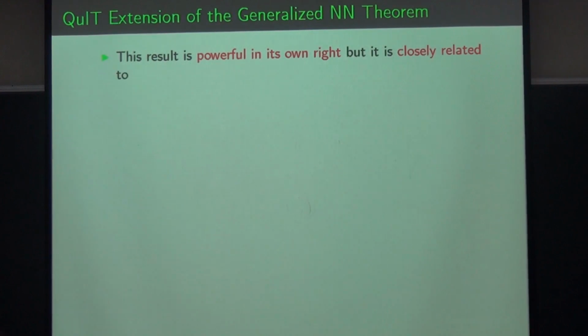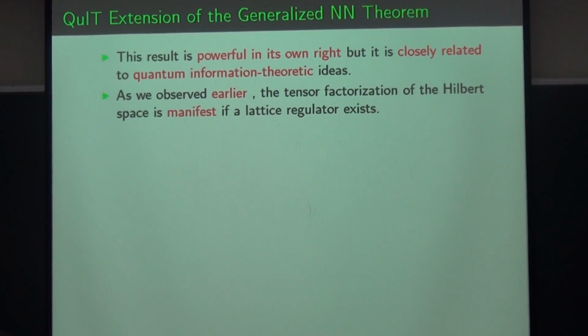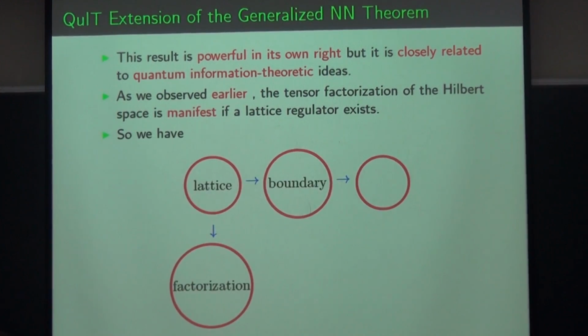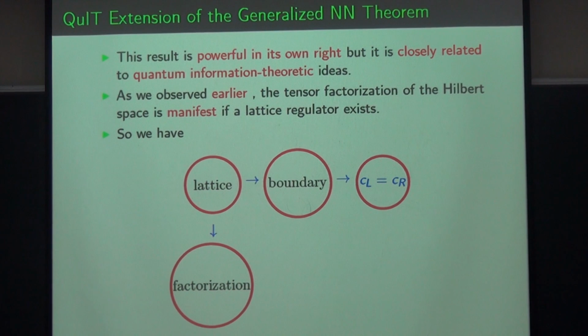Okay, so the result is powerful in its own right, but it's closely related to quantum information theoretic ideas as well. So we observed earlier, the tensor factorization of the Hilbert space is manifest if a lattice regulator exists. So the existence of a lattice regulator implies the existence of a consistent boundary condition, which implies that C left is equal to C right. The existence of a lattice also implies the existence of a tensor factorization.